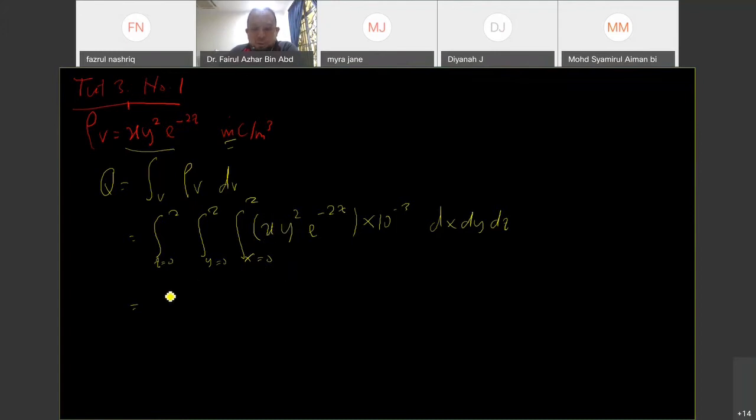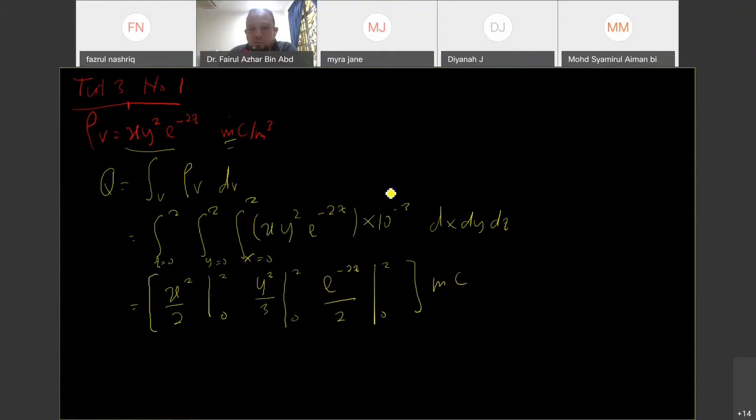If you solve this, let's start from x first. The integral of x is x to the power of 2 divided by 2, with the limit from 0 until 2. Then for y, the solution will be y to the power of 3 divided by 3, with the limit from 0 until 2. For z, we have e to the power of minus 2z divided by minus 2, and the limit is from 0 until 2. All of it is in millicoulomb, because we have a multiplication of 10 to the power of minus 3.